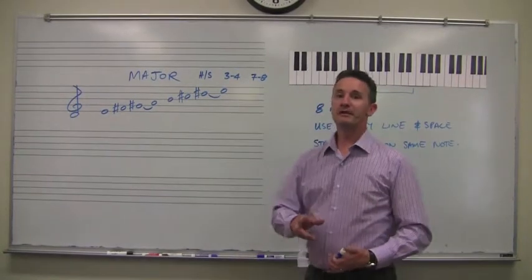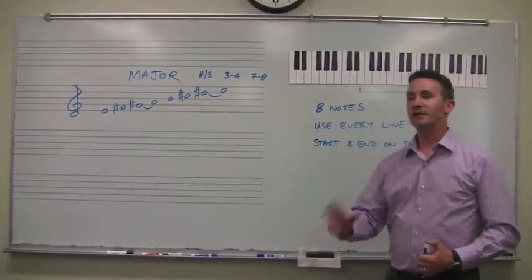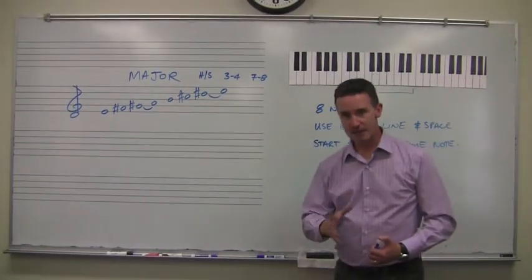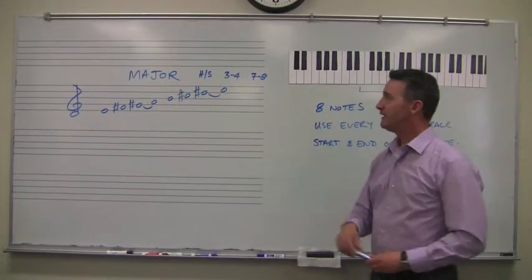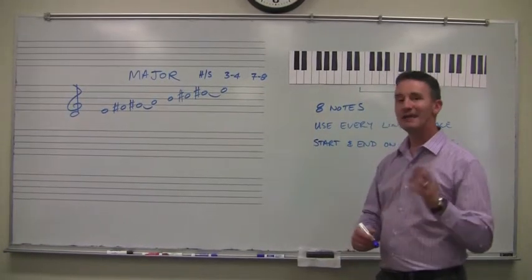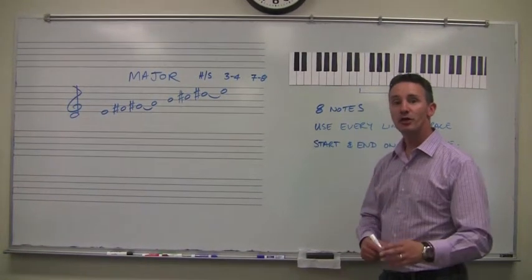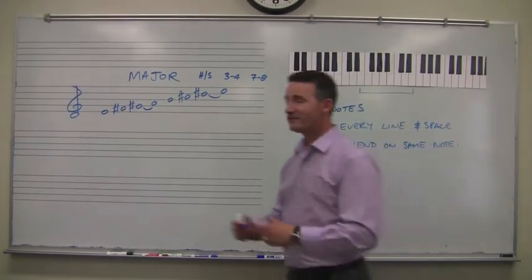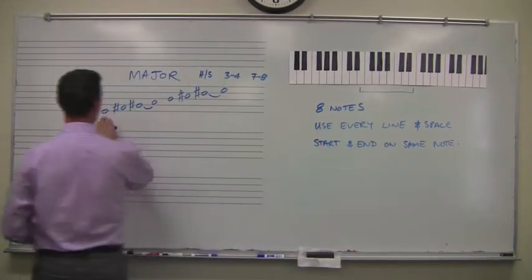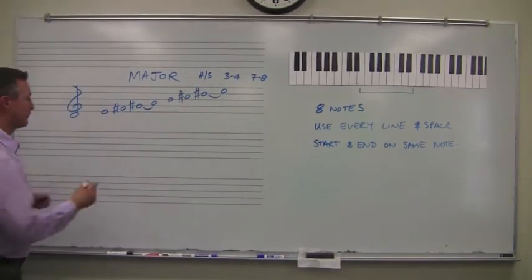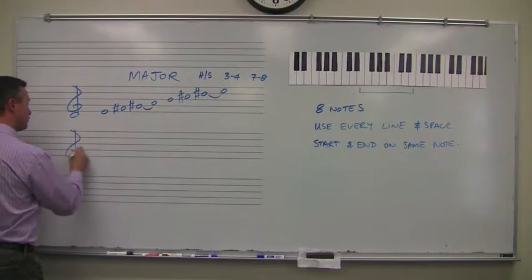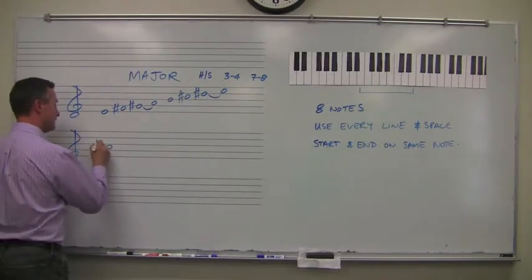There are a couple of things that I feel I should point out because they are common errors that students make. The first is, it is very common for students to inadvertently end the scale on a different note to the one they started on. Now this does not usually happen when you're starting on a white note, but what happens, for example, if we decide we want to write the scale A flat?